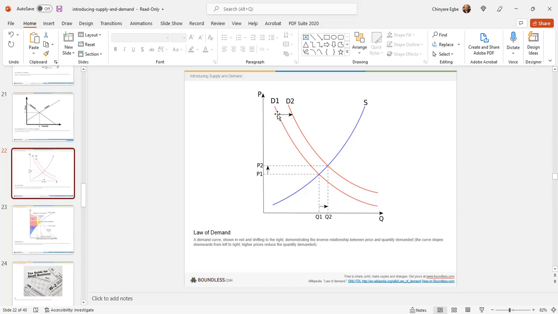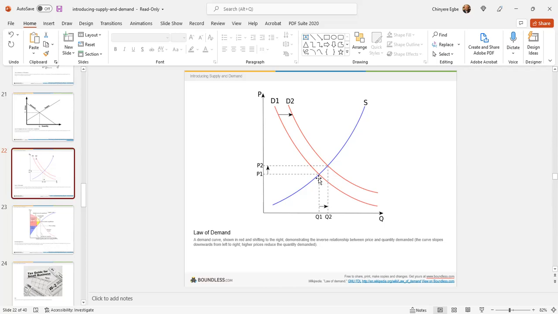And so this is why I have the arrow from D1 to D2. So you have a shift in demand, or an increase in demand. Now, when you hear about an increase in demand, you're simply saying that even though prices have not changed, the quantity demanded will change at every price. So you have an increase in demand, okay? And when there's an increase in demand, the equilibrium price will go up and the equilibrium quantity will go up.